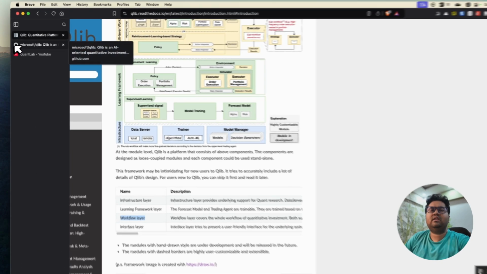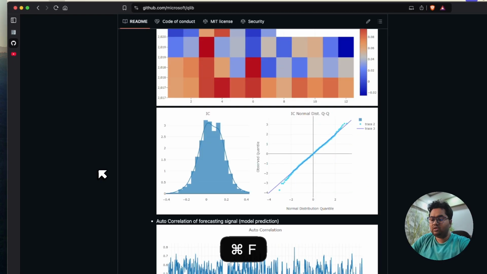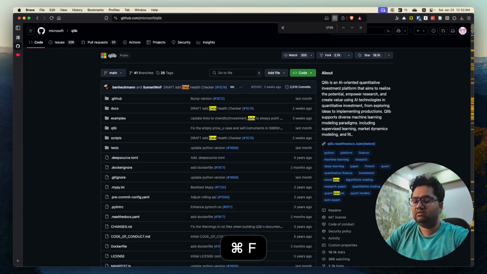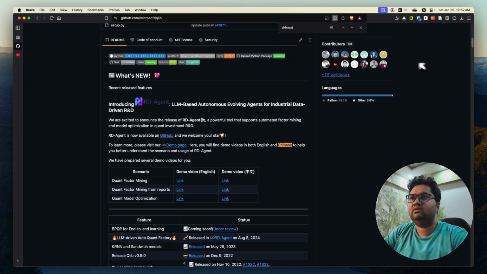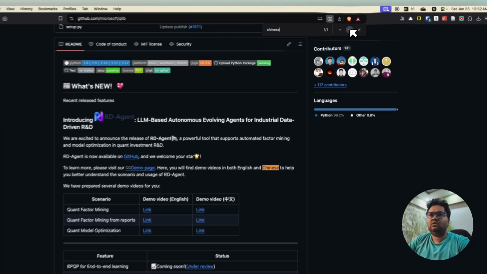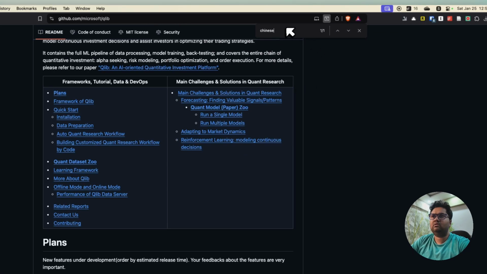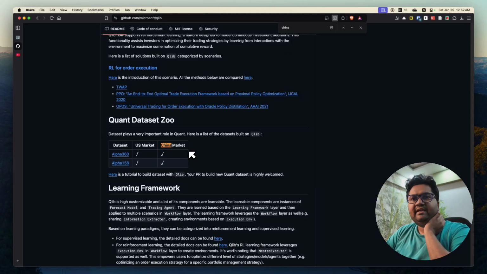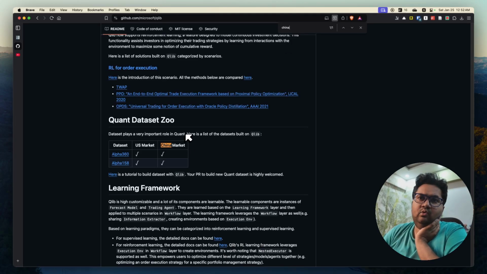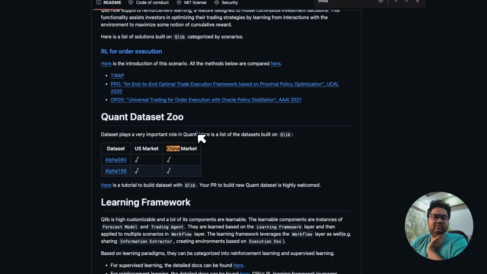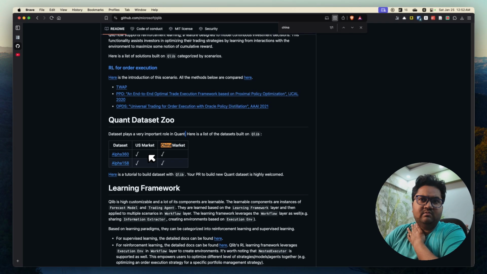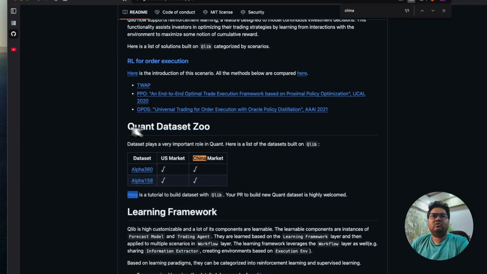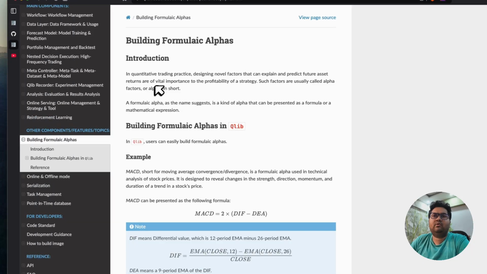When you go back to the library, one of the first things that you should notice is data. I think if you look for the word Chinese, it's easier to search. China. Yeah. So the data sets play a very important role in quant, and there are two data sets pre-packaged. It's basically US market, Alpha 360 and Alpha 158. You can actually go ahead and build your own, which is what I'm going to try and do.